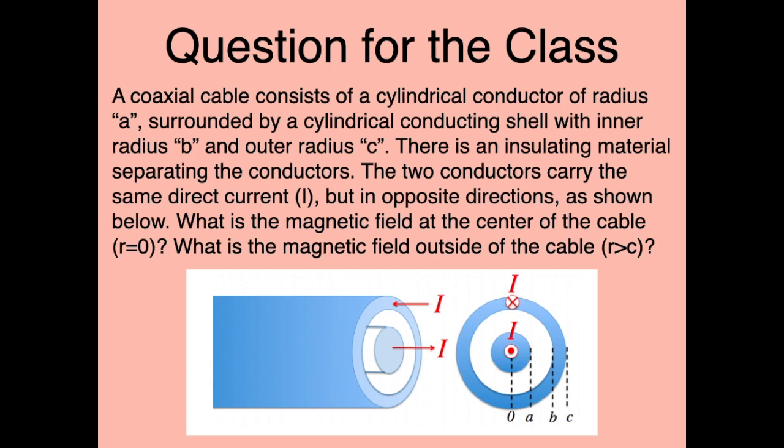Now in a coaxial cable, the two conductors carry the same amount of current in terms of magnitude, but the current goes in opposite directions. Okay, so the inner conductor is going to be carrying a current going one way, and the outer conductor is going to be carrying a current going the other way. So I have a couple questions pertaining to this. What is the magnetic field at the center of the cable? So R is equal to 0. And then secondly, what is the magnetic field outside of the cable, where R is greater than C?